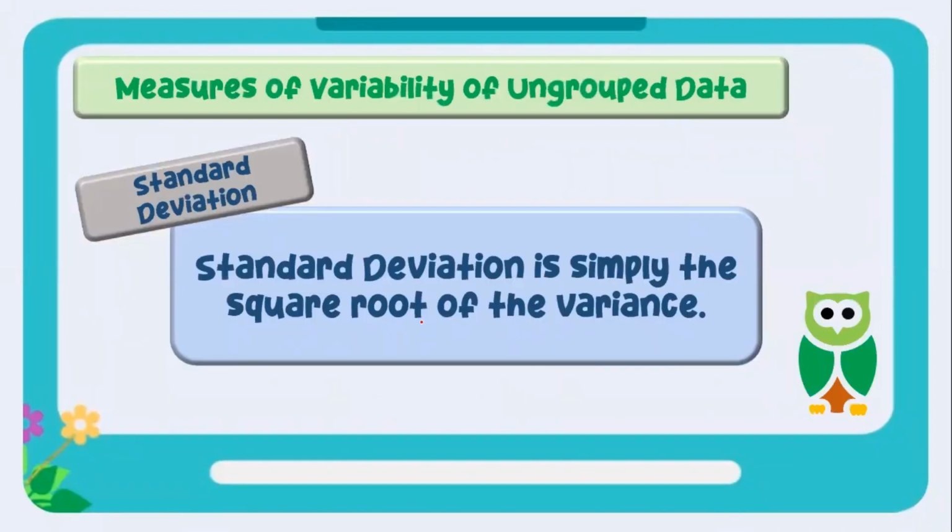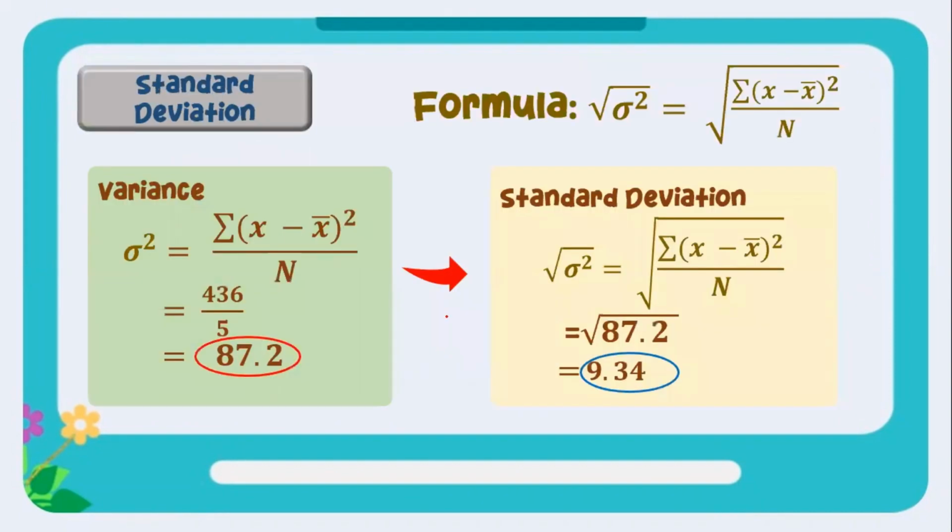Next to that is the standard deviation. Standard deviation is simply the square root of the variance. Since we already have the step-by-step solution of our variance, we will jump into how standard deviation is solved, starting from our value of the variance. So we have here the computation of our variance. Variance equals the summation of squared deviations from the mean over n, and we get this value 87.2.